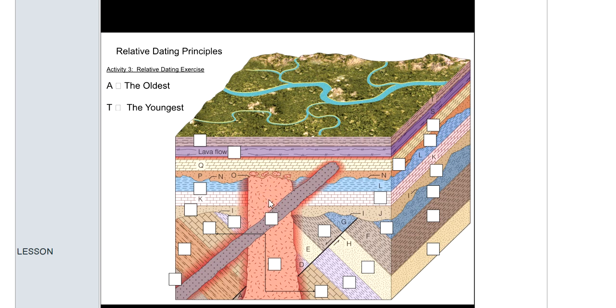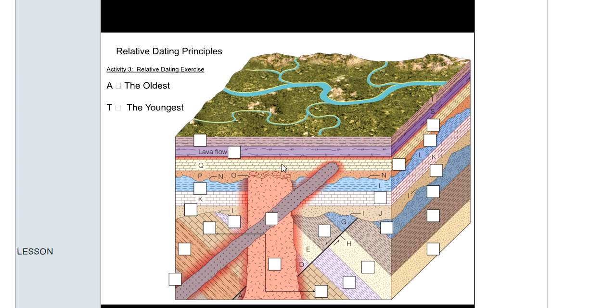Then you have your kind of salmony colored layer here coming through and cutting through all of this stuff below it, including this fault line. On top of that, you have this brown spotted layer, and you know that the pink layer is older than the brown spotted layer because you have these inclusions right here.